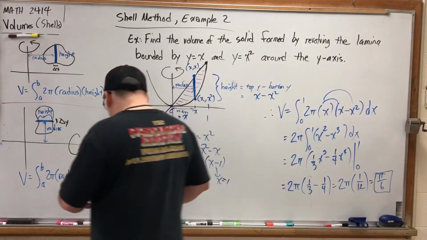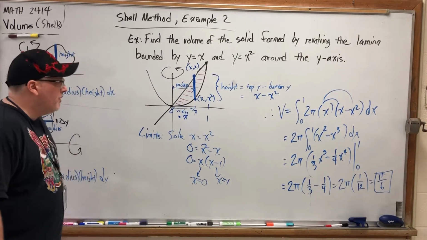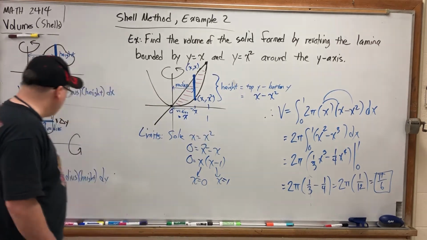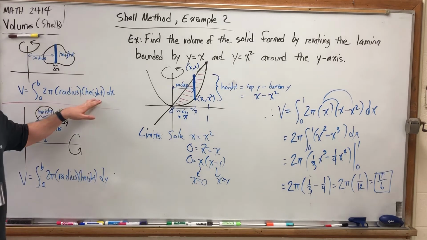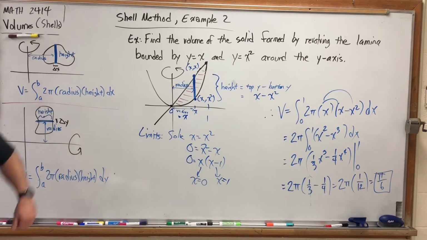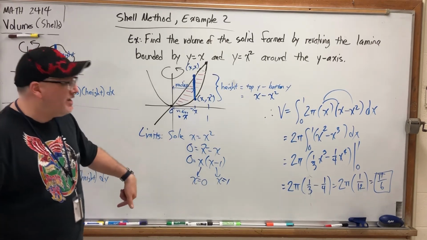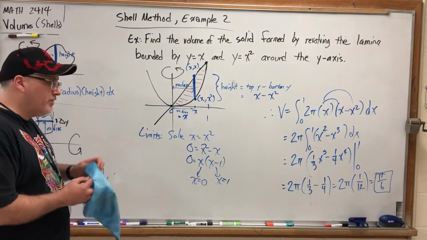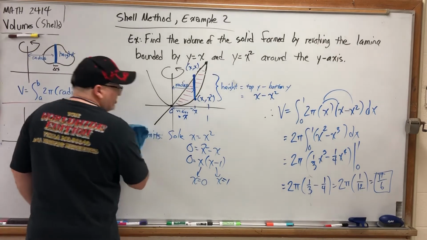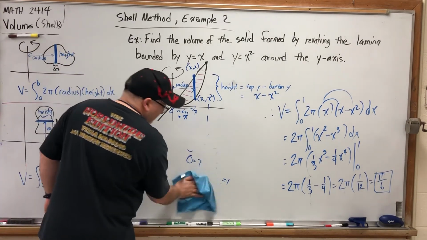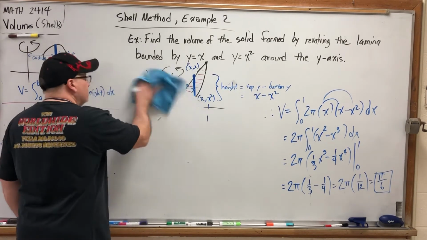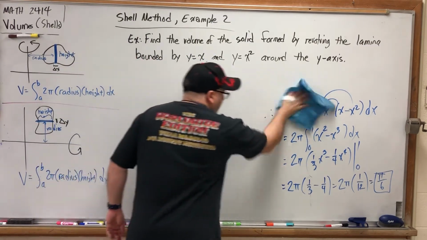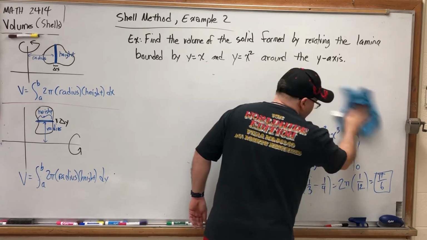So if you chose to do the shell method on this, by taking a cut parallel to the axis of rotation, and then coming up with expressions for the radius and the height, then we would just integrate 2 pi times the radius times the height, and we end up with pi over 6. Now, I know this series of videos is about the shell method, but nowhere in the instructions did it say, use the shell method. It simply said, find the volume.